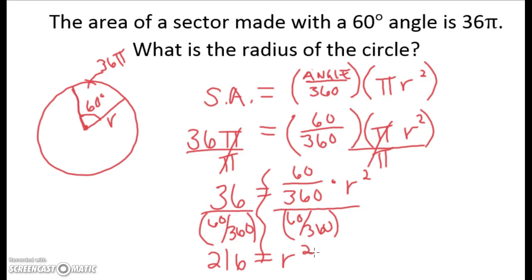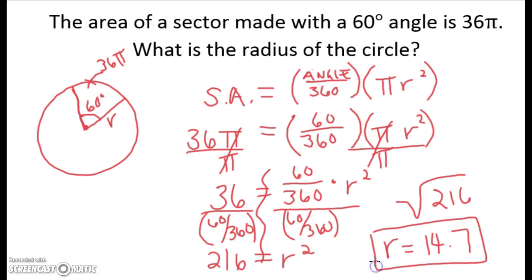All right, but I don't want to know what r squared is. I want to know what just the radius is. So what's the opposite of squaring something? Square root it. So you take the square root of 216, and the square root of 216 is not a nice pretty number, but you do get that the radius is about 14.7. So with these problems where you have to work backwards, you have to understand what the formula is saying so that you can plug your stuff in.